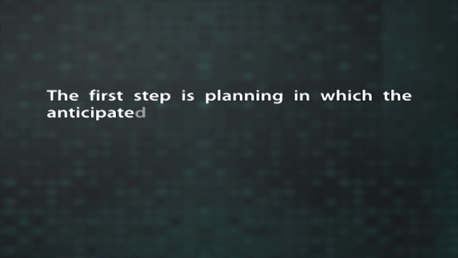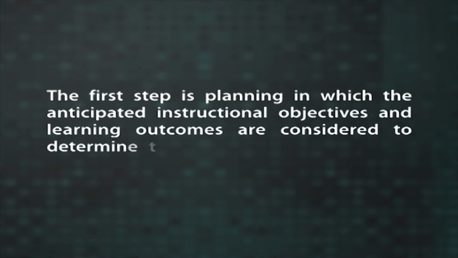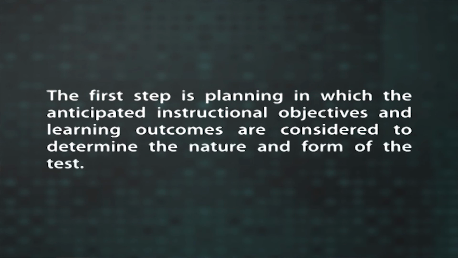In educational settings, this type of test has many uses, such as placing students into appropriate grade levels, facilitating learning and giving feedback to instructors regarding the effectiveness of instruction, identifying learning gaps and needs and so on. An achievement test should be constructed carefully through a few steps. The first step is planning, in which the anticipated instructional objectives and learning outcomes are considered to determine the nature and form of the test.